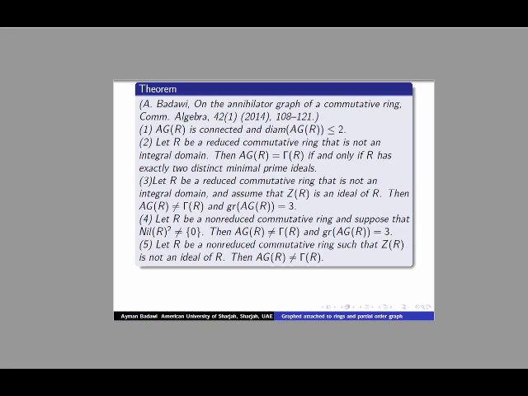Okay, if you look at number 2, the annihilator graph is the same as the zero divisor graph if and only if R has exactly two distinct minimal prime ideals. And in number two, the assumption is that the ring is reduced.